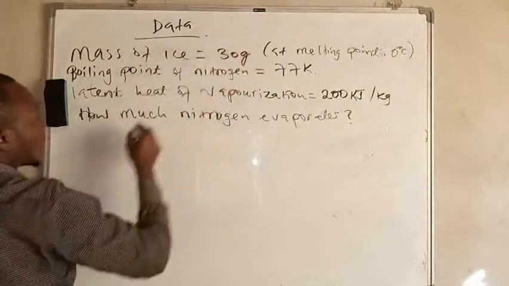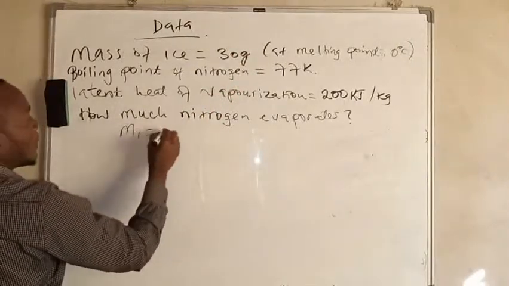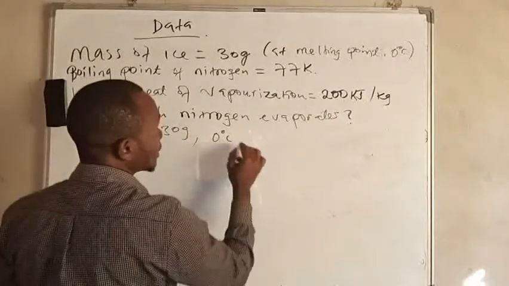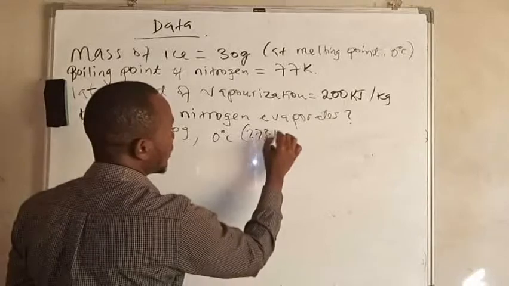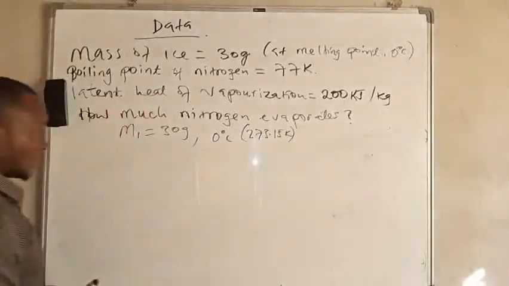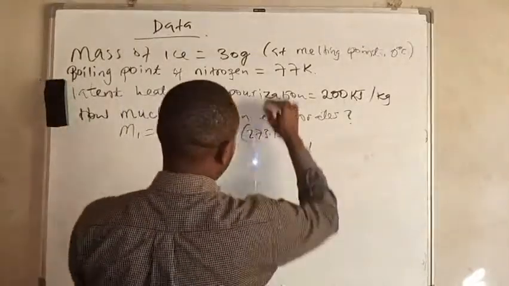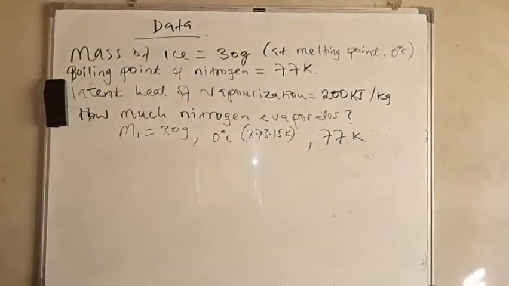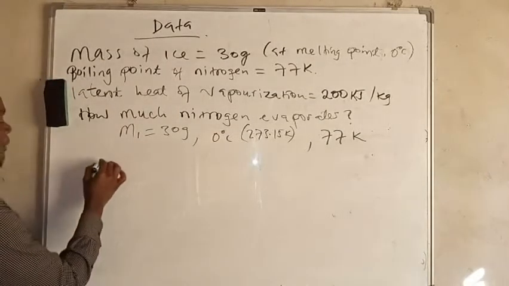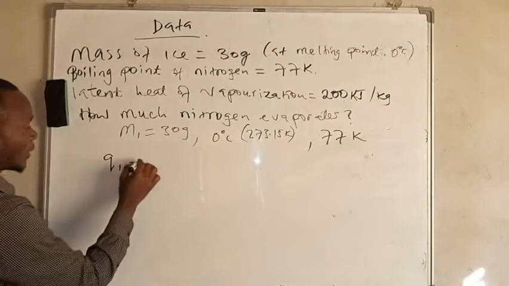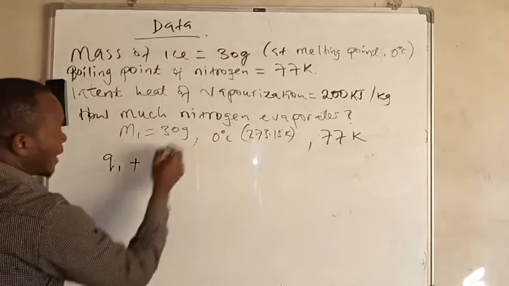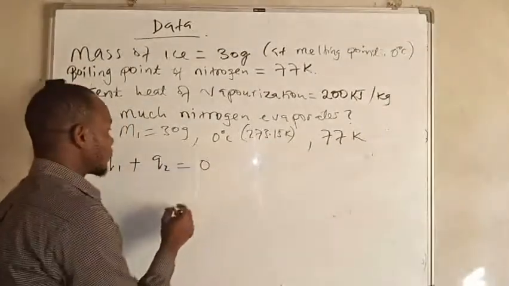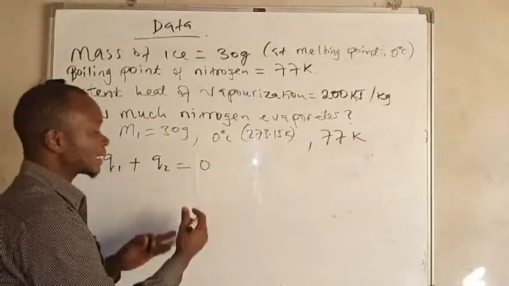So we have the mass, let us call it mass 1, which is 30 grams. Then the temperature, which is 0 degrees Celsius, which is equivalent to 273.15 Kelvin if we convert to kelvins, and the final temperature of the system that is going to be reached is 77 K. Now let's call the heat lost by ice heat 1, and the heat gained by nitrogen heat 2. According to the principle of energy conservation, the heat loss and heat gain must sum to 0.